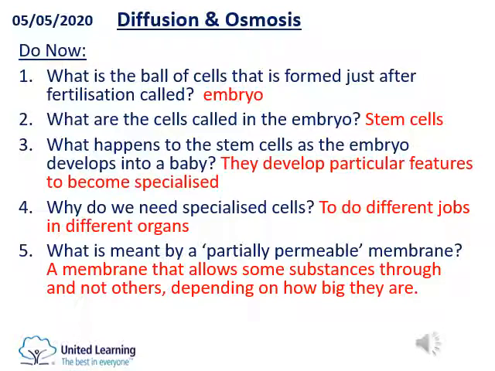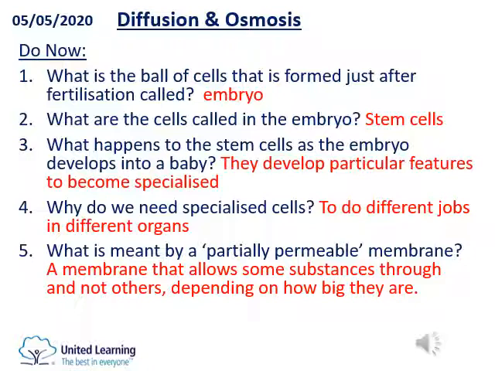Right then, how did you do? Question number 1. What is the ball of cells that is formed just after fertilisation called? We mentioned this about 4, 5, 6 times last lesson. The ball of cells is called the embryo. Then what are the cells called in the embryo for question 2? They are called stem cells. Remember, these are unspecialised cells.